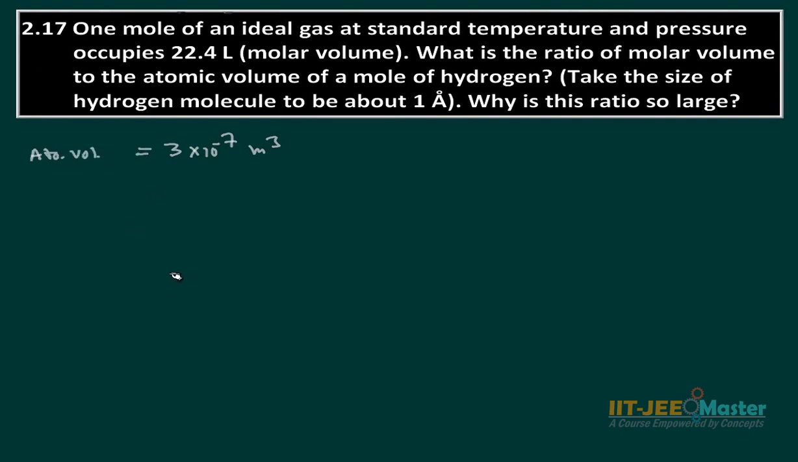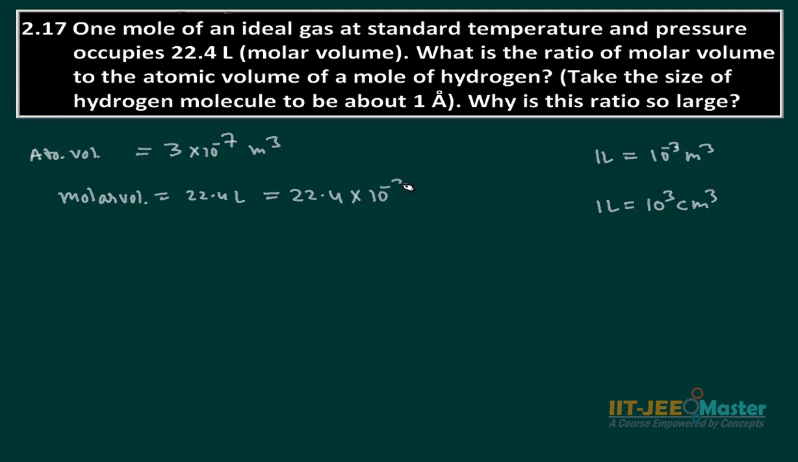Atomic volume, I will say it, while the molar volume is 22.4 liter. 1 liter is equal to 10 to the power minus 3 meter cube, because 1 liter is equal to 10 to the power 3 centimeter cube, and 1 centimeter cube is 10 to the power minus 6 meter cube, and so 1 liter will be written here as 22.4 into 10 to the power minus 3 meter cube.